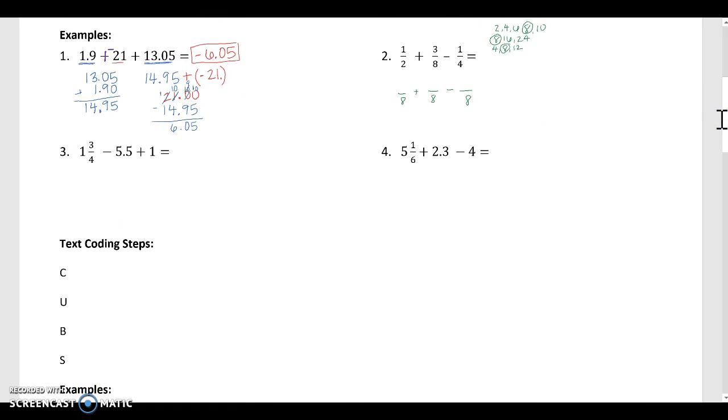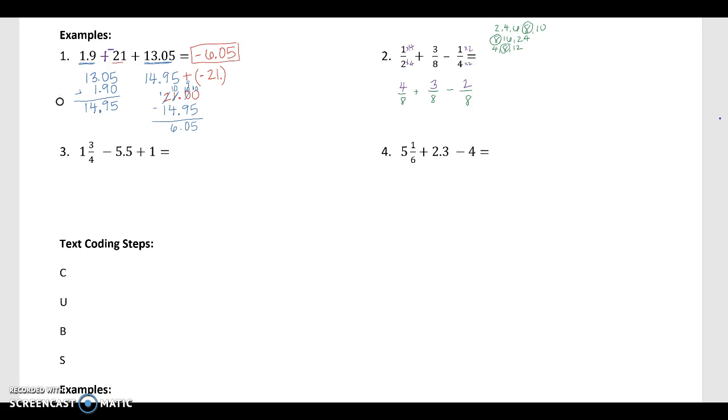Okay, so now, how do I get from 2 to 8? 2 times what is 8? 2 times 4. So what I do to the bottom, I have to do to the top. So 1 times 4 is 4. 4 over 8 plus 8 to 8, I keep it. So I'm going to keep my 3. And then 4 to 8 is times 2. So I have to do the same to the top. 1 times 2 is 2.